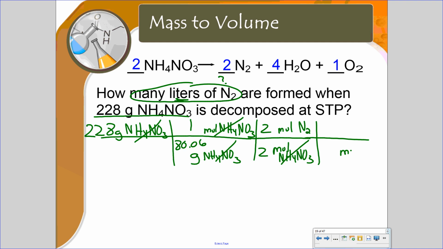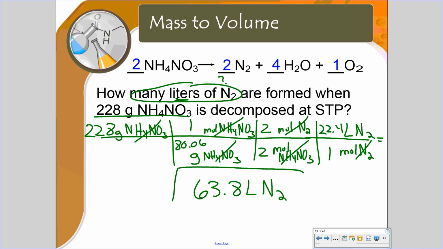Whatever unit's up top comes down on bottom. 1 mole equals 22.4 liters. So we're left with liters of nitrogen, which is what we want. And so when we multiply everything across the top and divide it by everything across the bottom, we get 63.8 liters of nitrogen. I did pay attention to significant digits. I did write my unit and substance each step of the way. And you notice that what we're doing here, the only new thing that we've added is the mole ratio.